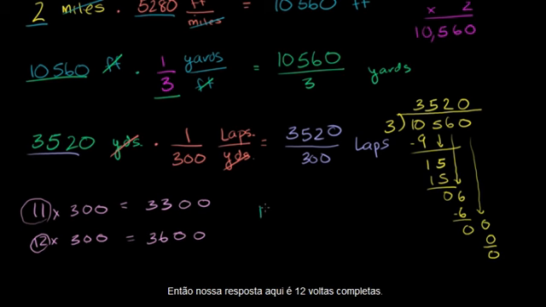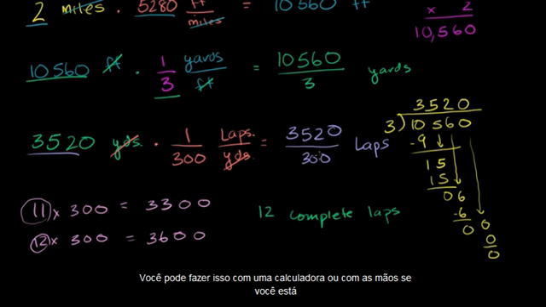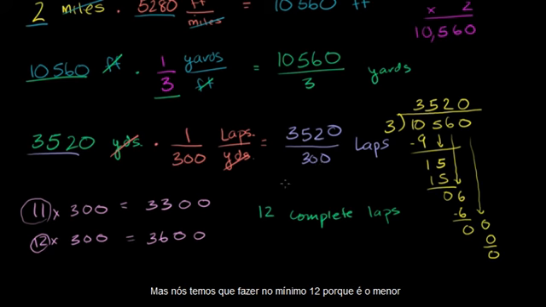So our answer here is 12 complete laps. That complete tells us that they want a whole number of laps. We can't just divide this. If we divide this, we're going to get some 11 point something something. You can do it with the calculator or by hand if you're interested. But we have to do at least 12 because that's the smallest whole number of laps that will get us to at least this distance, or the equivalent of 2 miles.